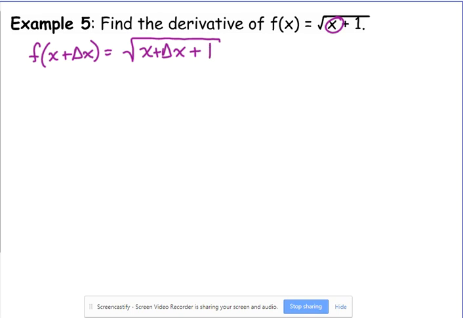So then that plus 1 is still there under the square root. Now, there's nothing for us to simplify. Just like I mentioned the other day, x and delta x can't combine. Okay, they both have an x, but they're different types of x here.